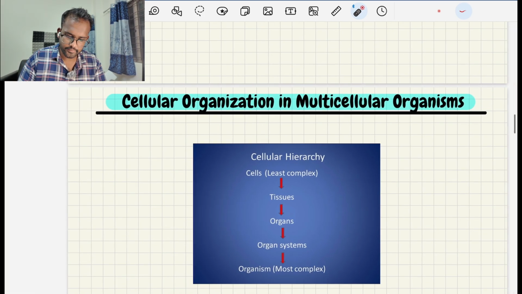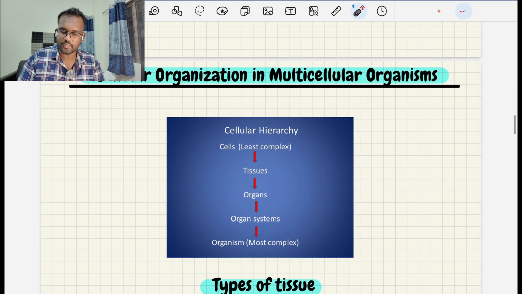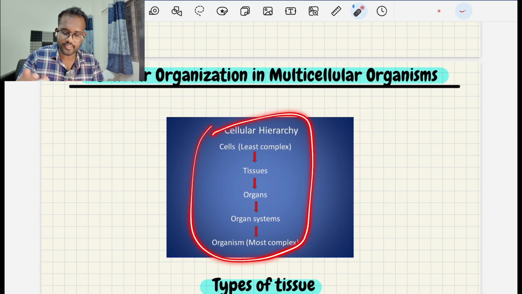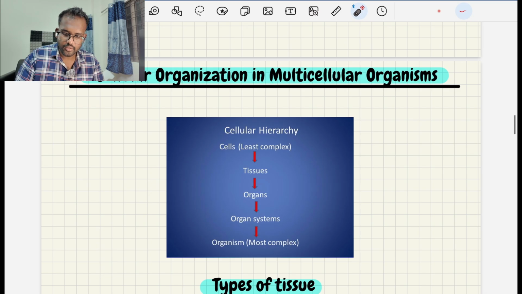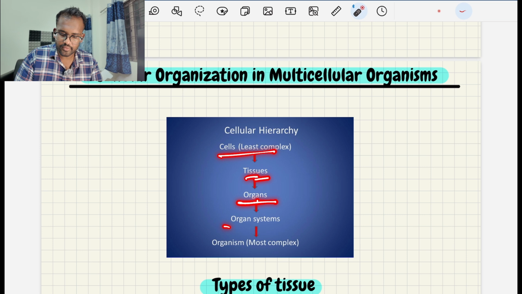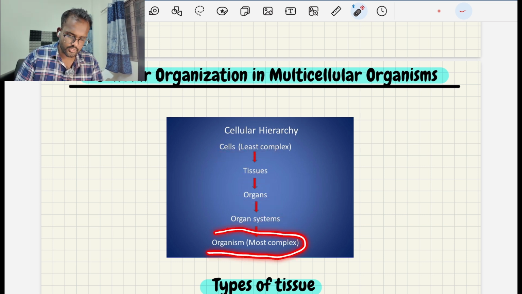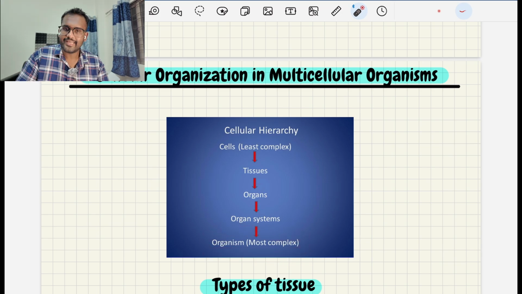Then we'll go to the cell organization in multicellular organisms. This I have just explained at the start of the video. The same thing: a group of cells forms tissues, a group of tissues forms organs, a group of organs forms organ systems, and a group of organ systems forms a full-fledged organism. So this is the structure of the cell hierarchy.